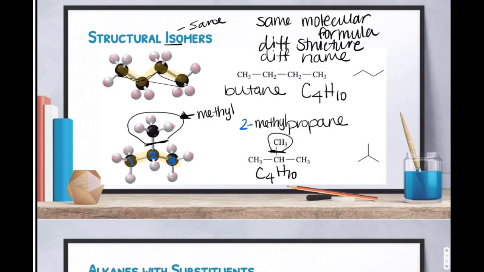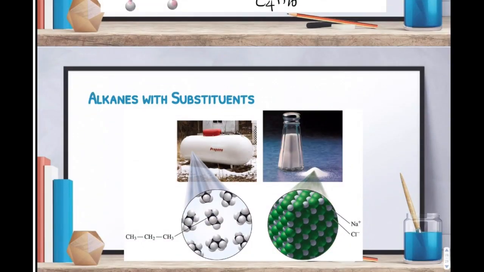But again, you don't have to say the 2 in front of it because there's only one way that you can have a side chain on a propane, right? It has to be in the middle. So let's look more at how to name these substituent groups, these side chains.